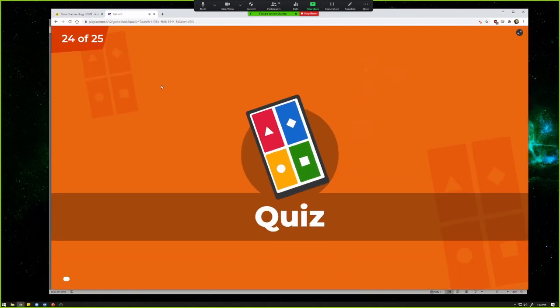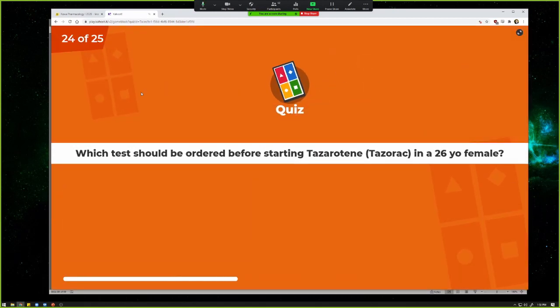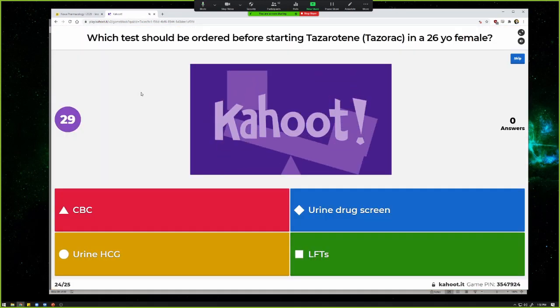Okay. And then let's see, which test should be ordered before starting tazarotene in a 26-year-old female? CBC, urine drug screen, urine HCG, or LFT?